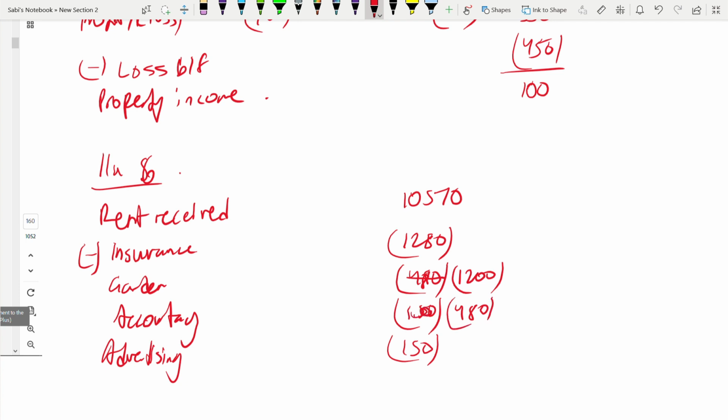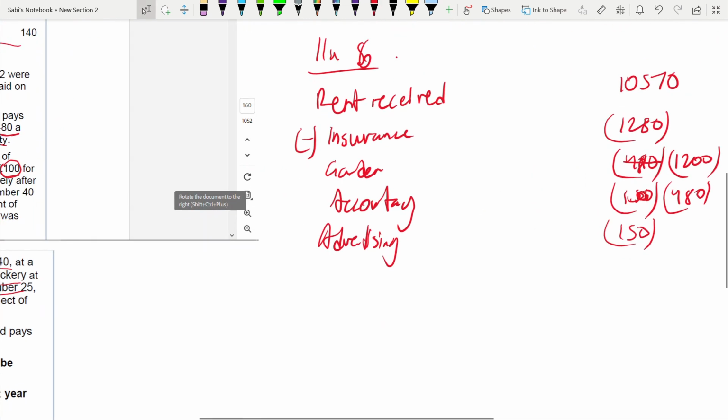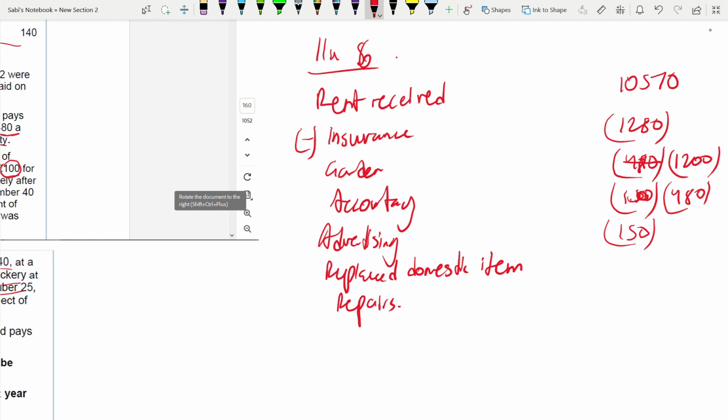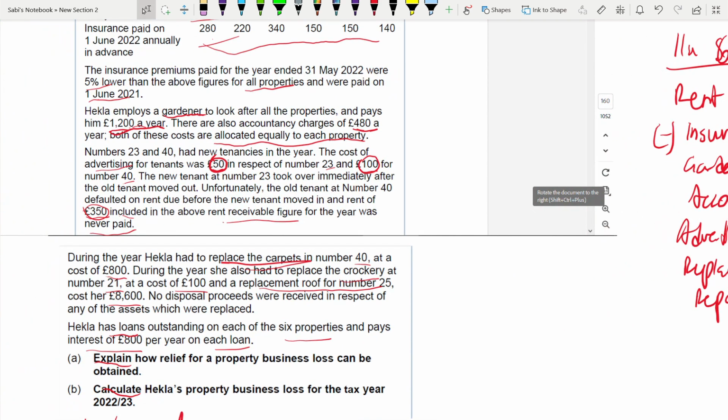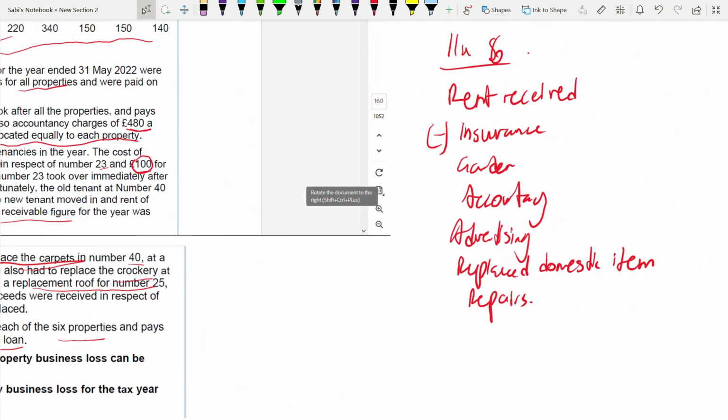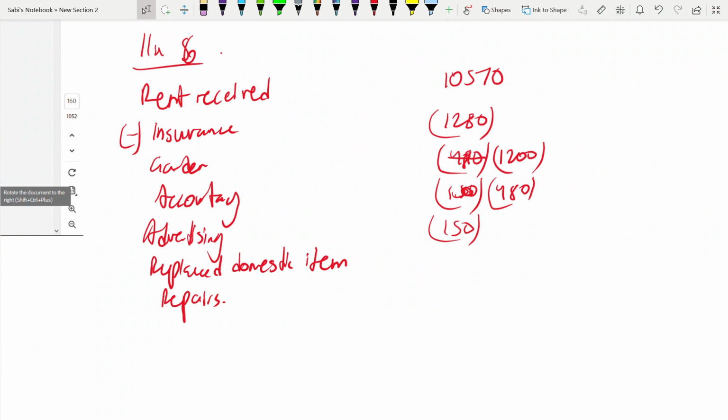Next, two things: repairs and replacing domestic items. You have to replace some domestic items. This was the two expenses. How do I know? Because I've read it. Replacing domestic items is allowable. How much? One is 800, I've highlighted here. The other one is 100. The repairs, 8,600. What is it? It's an allowable repair to the building, a replacement roof. It does not come under domestic items. That's why separately for domestic items you will add 800 and 100, so 900, then 8,600.